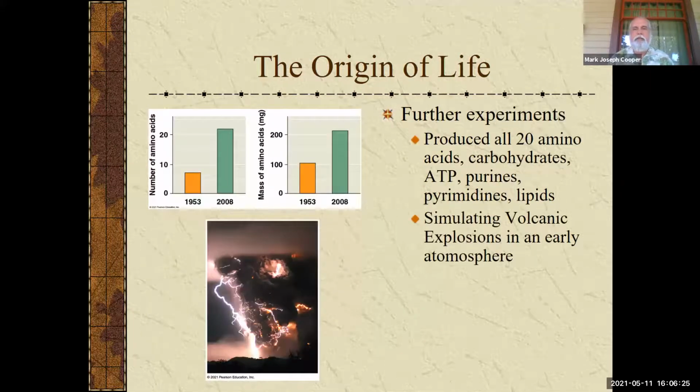Since then, further experiments have actually produced all 20 amino acids, carbohydrates, ATP, purines, pyrimidines, and lipids. So those are all the building blocks of life.